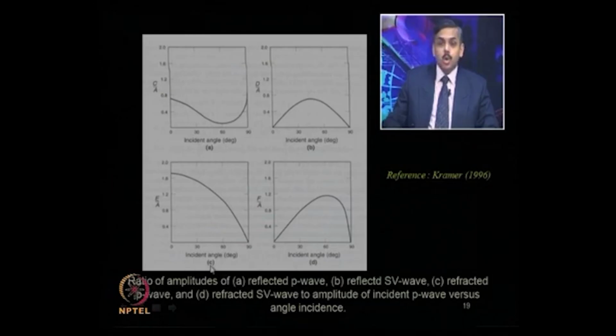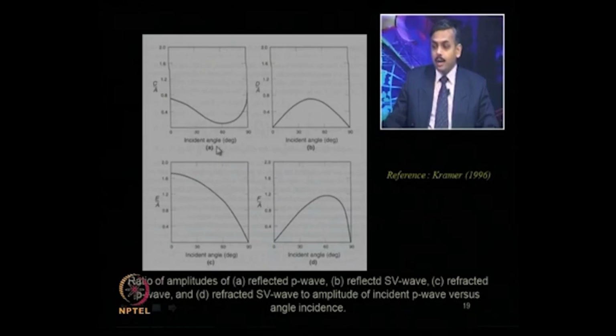Similarly, figure C shows the ratio of the amplitude of the refracted P wave to the incident P wave. You can see it keeps on decreasing with increase in the incident angle. And the last figure, that is figure D, shows the refracted SV wave to the amplitude of the incident P wave. You can see over here, as the incident angle increases, typically up to about 60 degrees, it increases, then further it decreases. So, what does it mean?